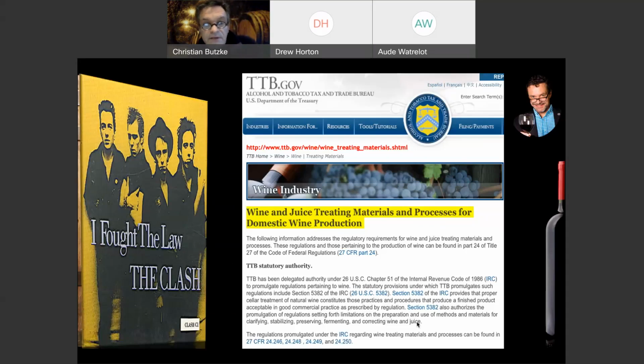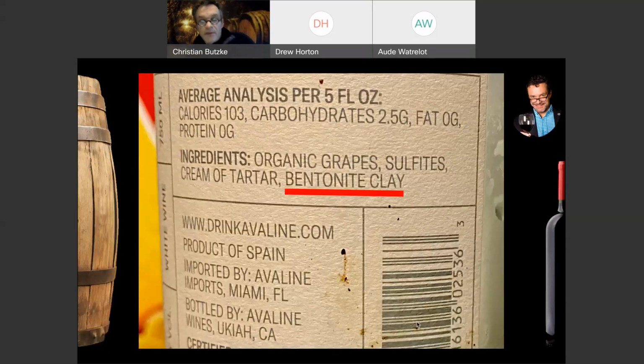So again, I already criticized the long list of juice and wine treating materials that we're allowed to use, and again, questioning those practices every now and then I think is a good idea. I came across a bottle of wine that came from a celebrity who created her own wine label, and they put an ingredient list on there, as you see now on some wines, and I thought it was kind of funny. Organic grapes, sulfites, cream of tartar, and bentonite clay. Those are the 4 ingredients to make, I guess, organic wine.